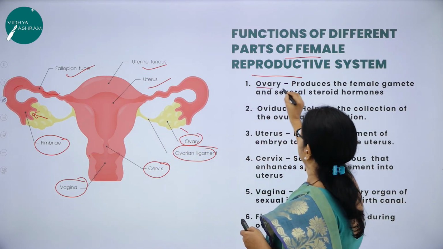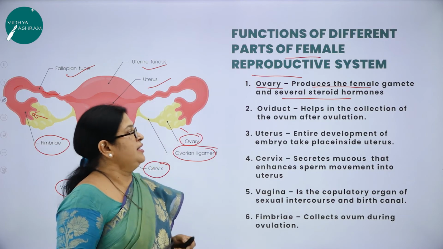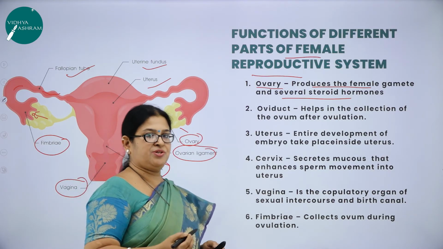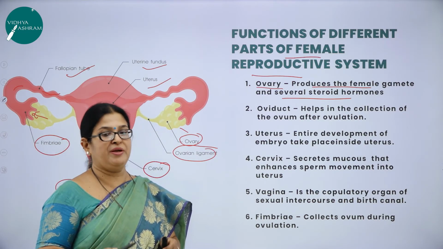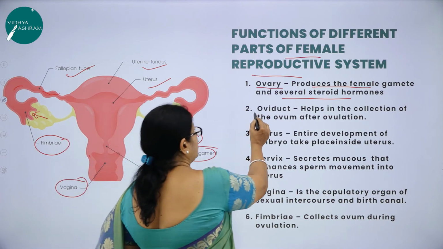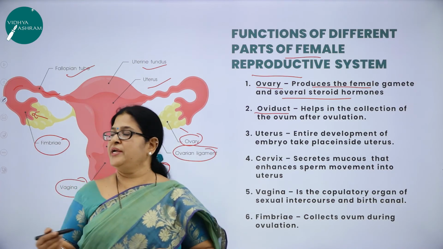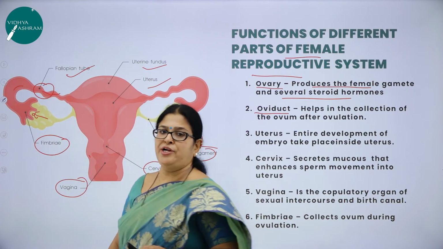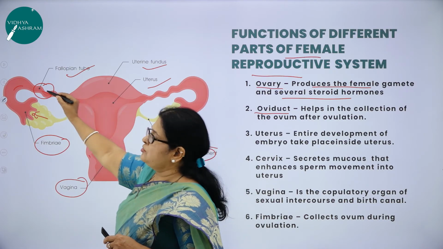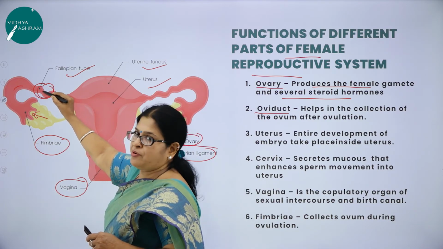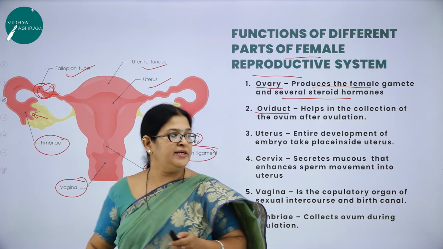Next, the ovary, as I said, produces the female gamete and several steroid hormones. The ovarian hormones include progesterone and estrogen, which are very important for the formation of female secondary sexual characters, and also to maintain the gestation period. So next comes the oviduct. This is a very important point to be noted. It is in this fallopian tube that the fusion of the gametes takes place. The sperm and the ovum will fuse here, and the zygote formation will take place in the fallopian tube, which is otherwise called the oviduct, right?